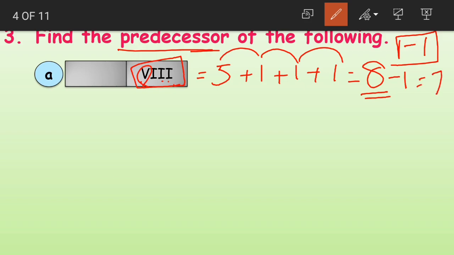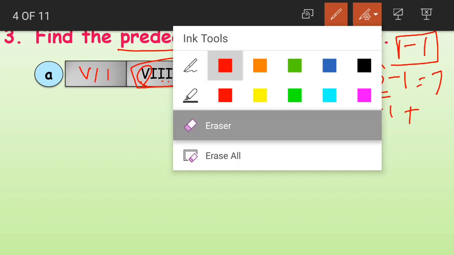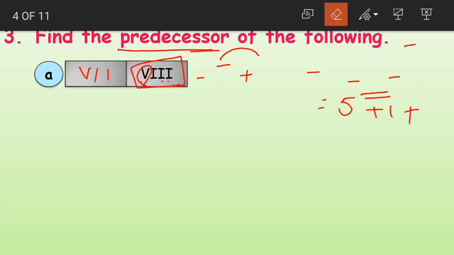Now how do we write 7 in Roman numerals? We write it as 5 plus 1 plus 1, which is nothing but VII. Clear, children? 5 plus 1 plus 1, which is nothing but VII. 7 is the predecessor of 8.